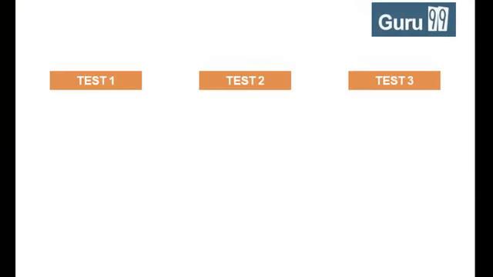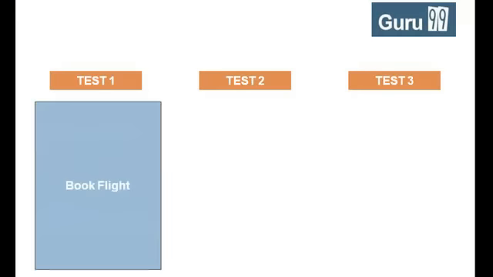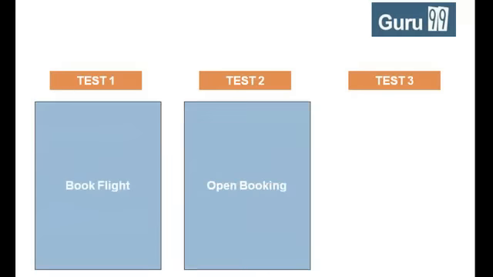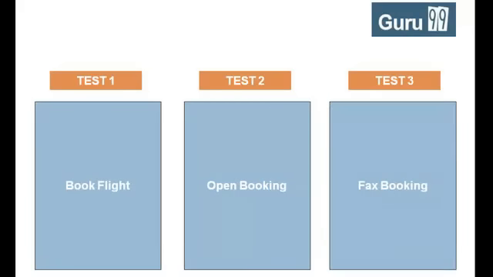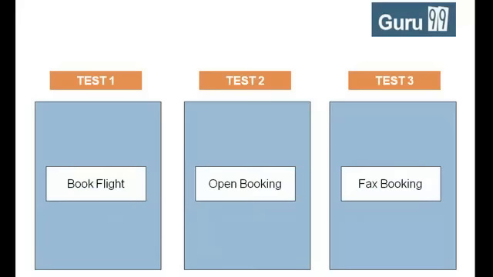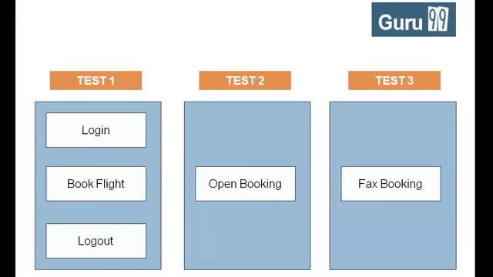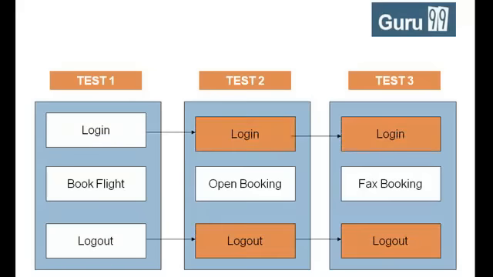Suppose you are assigned to record 3 tests: to book a flight reservation, to open an existing flight booking, to fax a flight booking. For these 3 tests, the login and logout steps are common. You can either record the login and logout steps along with all the enhancements like parameterization, checkpoints, etc. for each test, or you can divide the script modularly into a unit called action and record the login and logout action for test 1 and use the same action for test 2 and test 3.